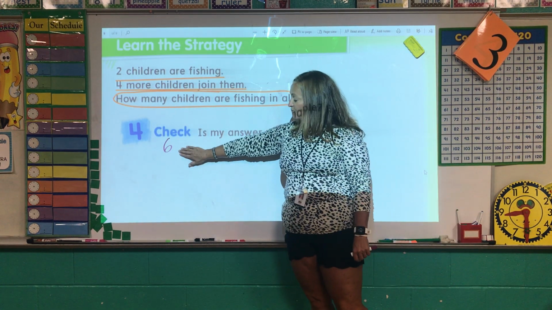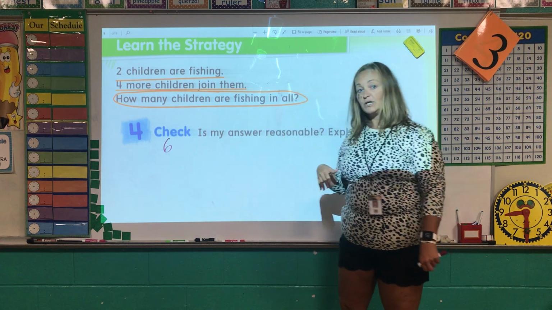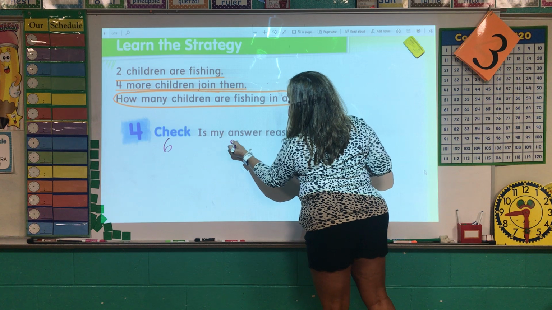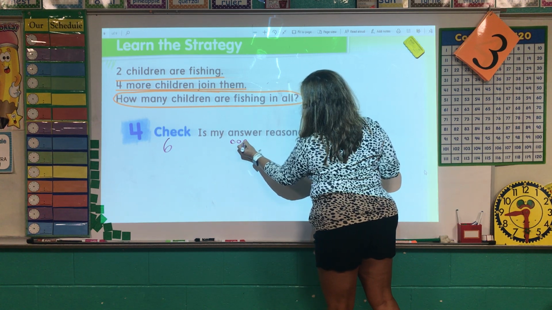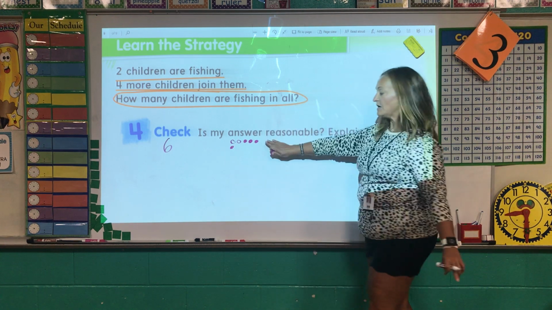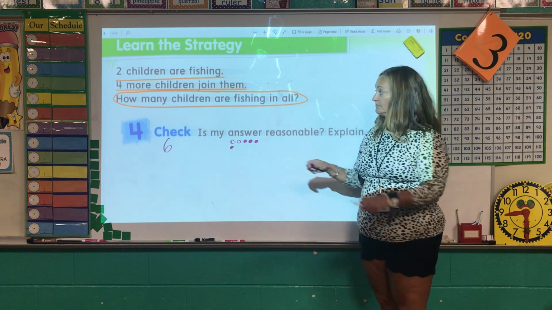So my answer is bigger, and again, if you need to look at the picture you drew, then you can look at your drawing again. So if I looked at it, 2, 1, 2, then I know I also have this to check my answer.